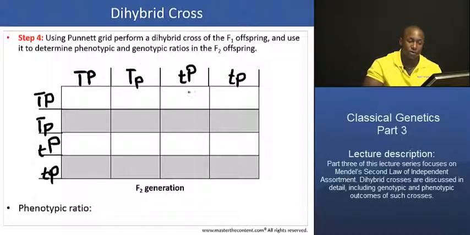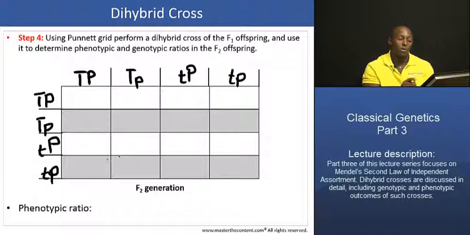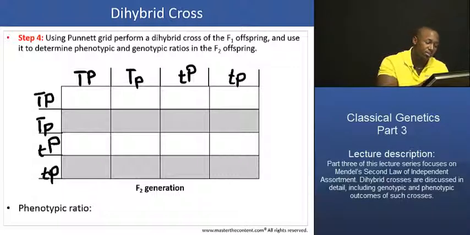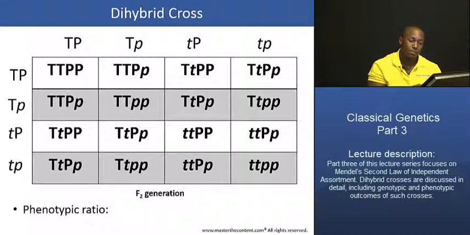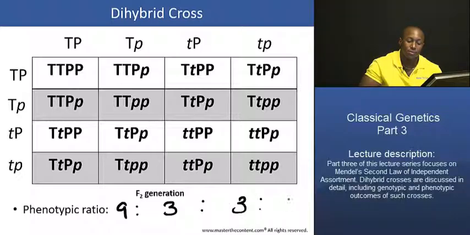So what you're going to do is cross all those genotypes in this Punnett grid to get all the possible allelic combinations that we would see in the F2 generation, the second filial generation, and that would give you something that looks something like this. So as you can see in the F2 generation, we have the 9 to 3 to 3 to 1 ratio. So we have 9 plants that are tall and purple.